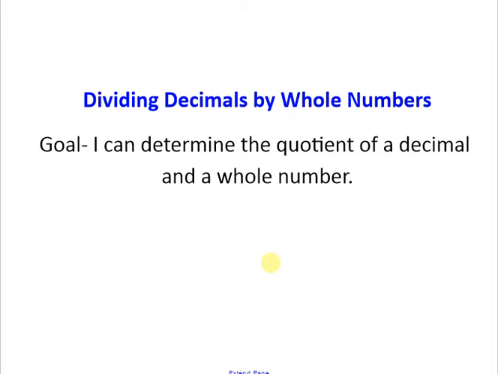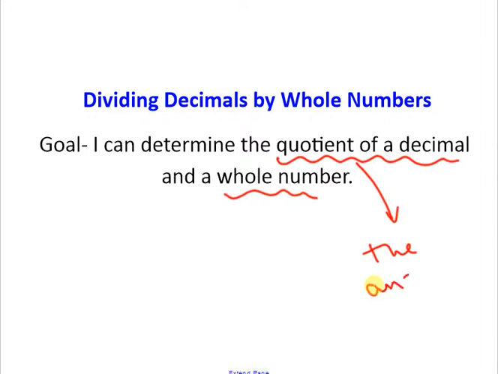All right, so in this lesson, we are going to be dividing decimals by whole numbers. This is the first of two videos that are going to be leading up to dividing decimals by decimals. But instead of just jumping into dividing decimals by decimals, which can be pretty complicated and overwhelming, we're going to take a step back first and divide decimals by whole numbers. So your goal here is to determine the quotient of a decimal and a whole number. And just to remind you, quotient means the answer to a division problem.